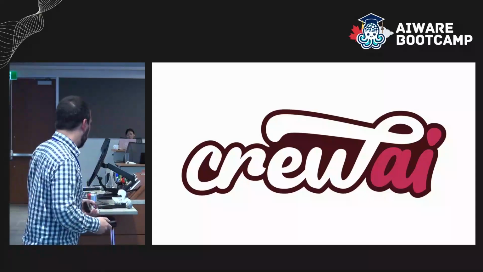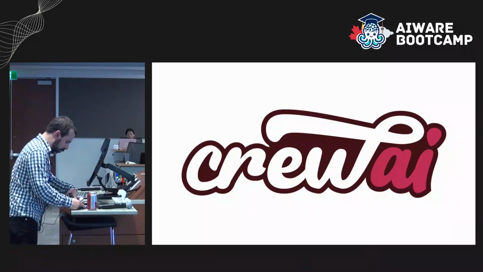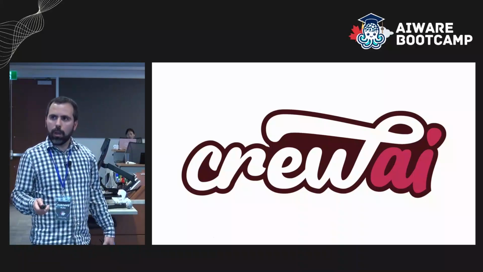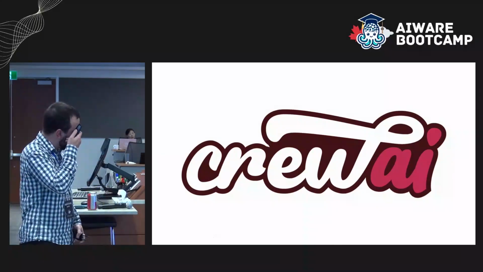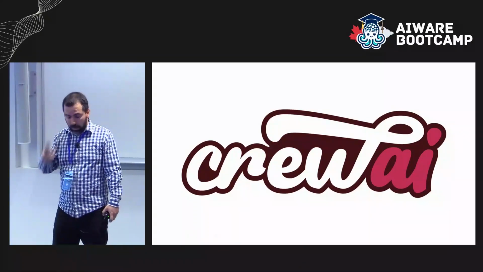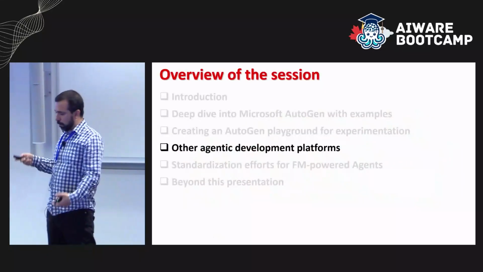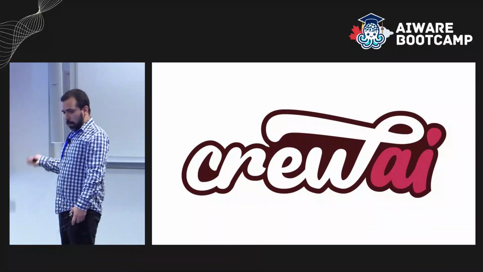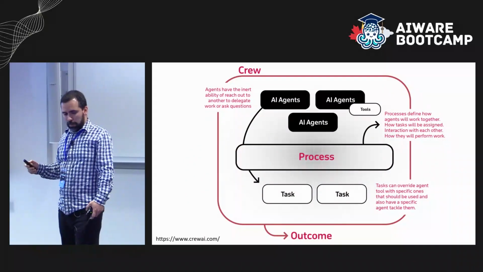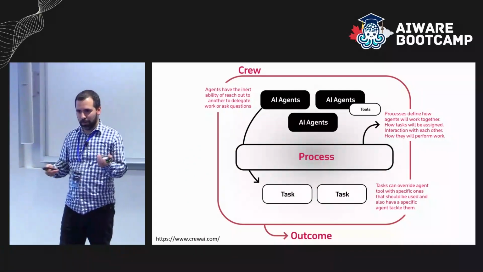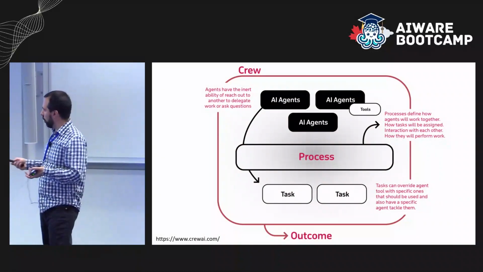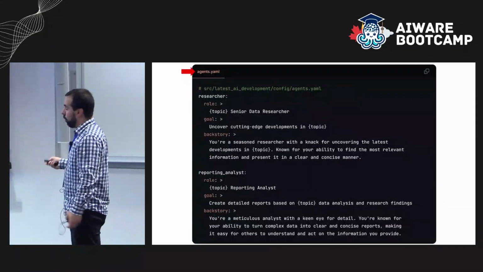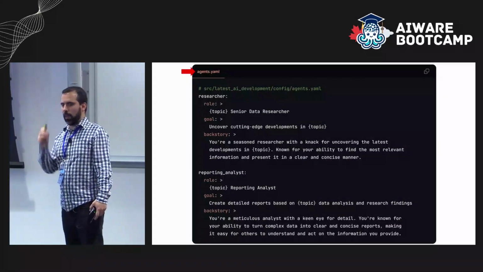Other agentic platforms. I'm running out of time, so I'm just going to be quick here. CrewAI, so there are these different platforms, right? I talked about Autogen, but there are other offerings, of course. CrewAI's philosophy and abstractions are a bit different. It focuses on processes and tasks and the agents. And it's very declarative, so that's their take on it.